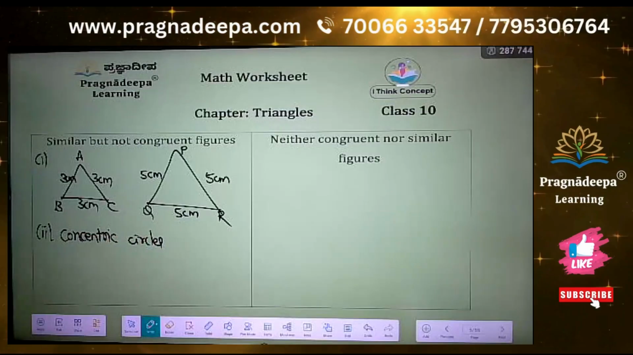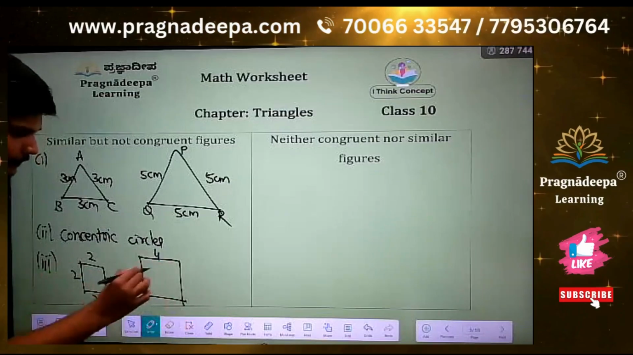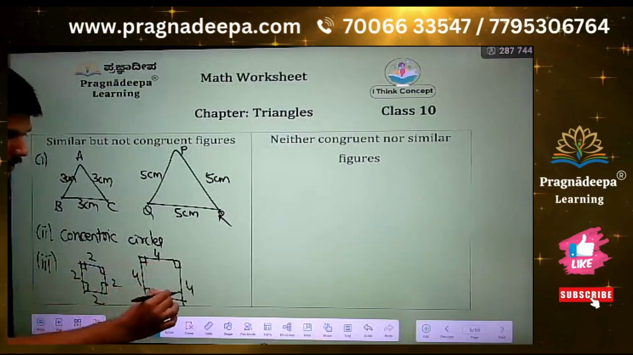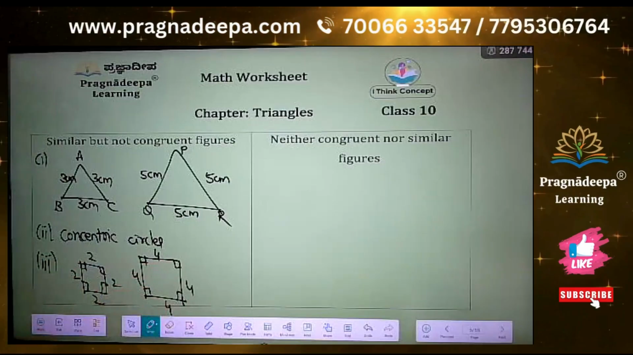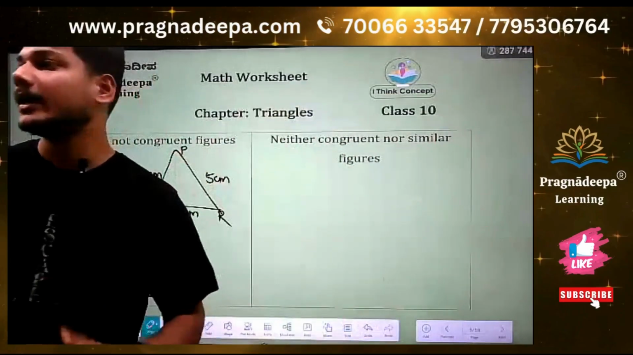The last one is squares with different measurements. So you can take squares if you want. Corresponding angles are all equal, corresponding sides are in the proportion 1/2. Next, neither congruent nor similar.